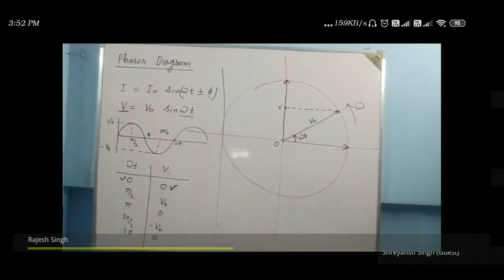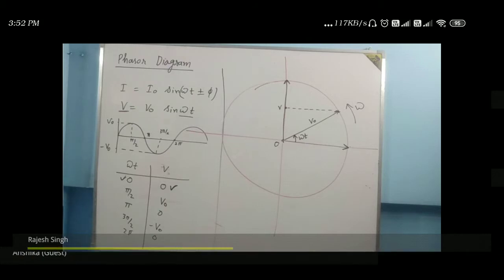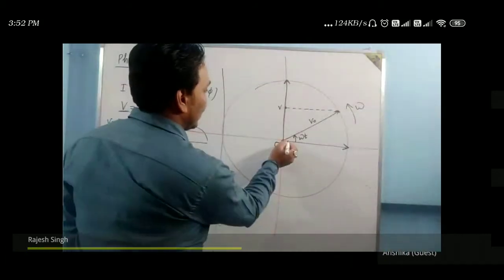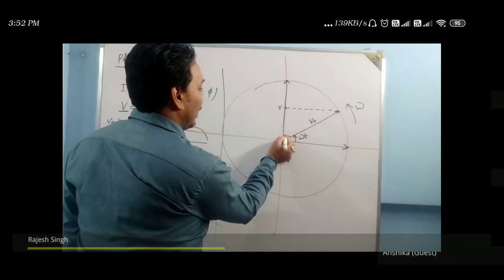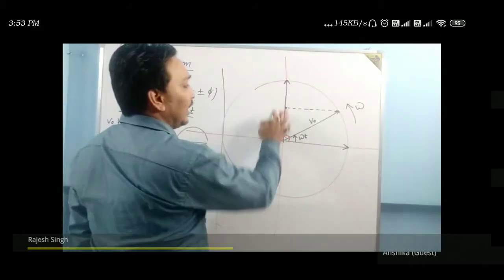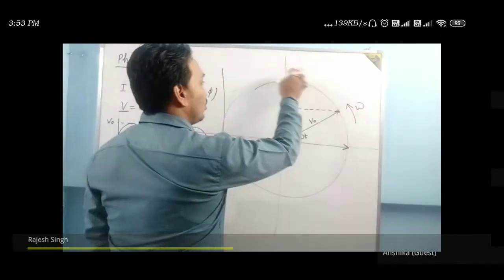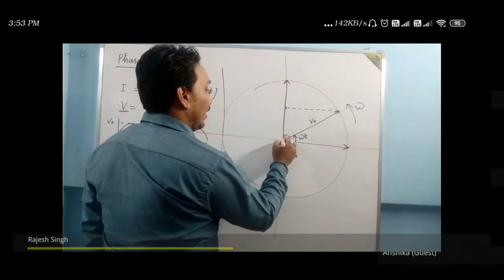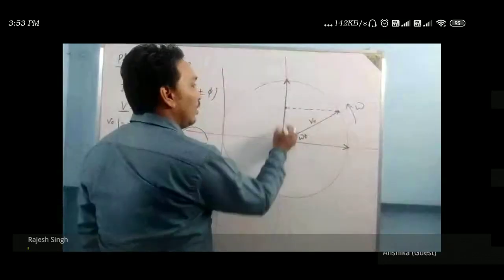How much angle has it covered? 90. Very good, 90 degrees. This much angle it has covered. When omega t is pi by 2, then the value of V is what? V naught. Now just imagine the length of the arrow is V naught. When it reaches over here, the value of this length is V naught only.